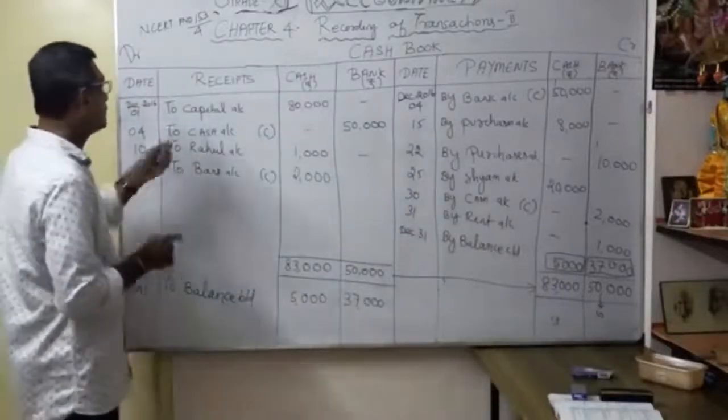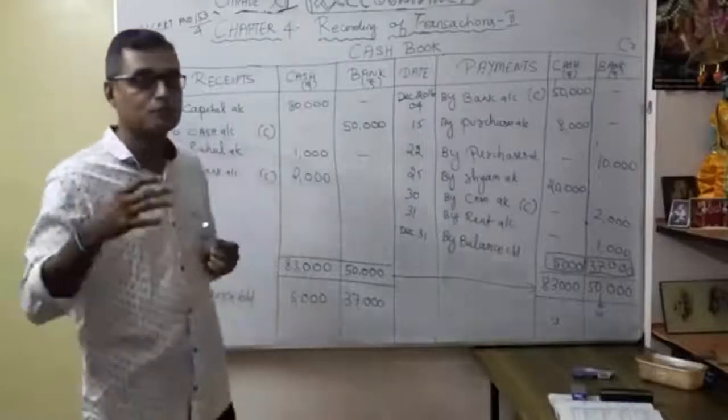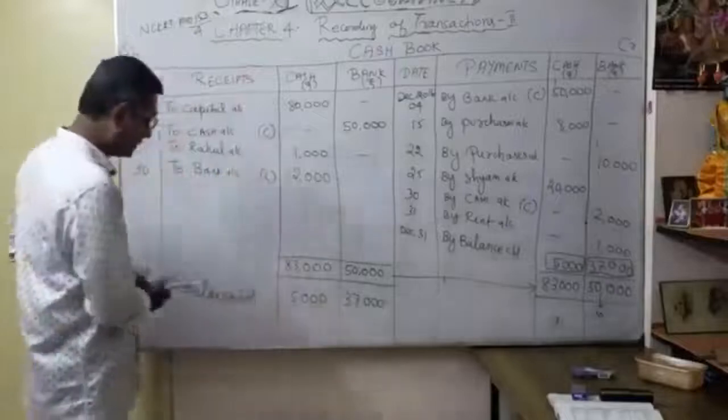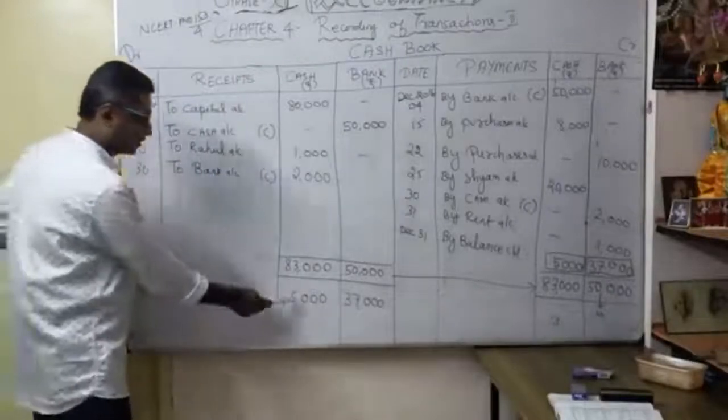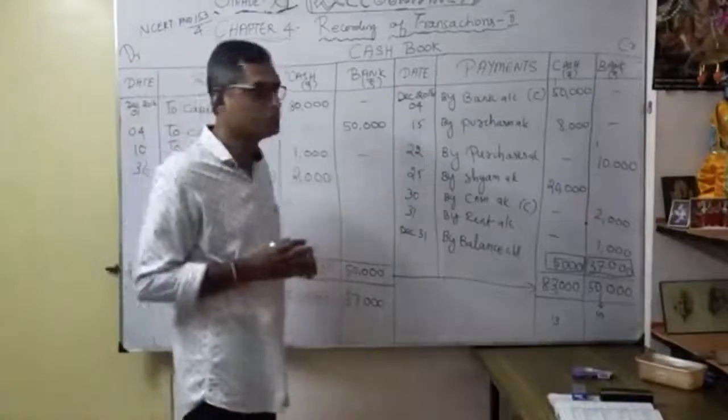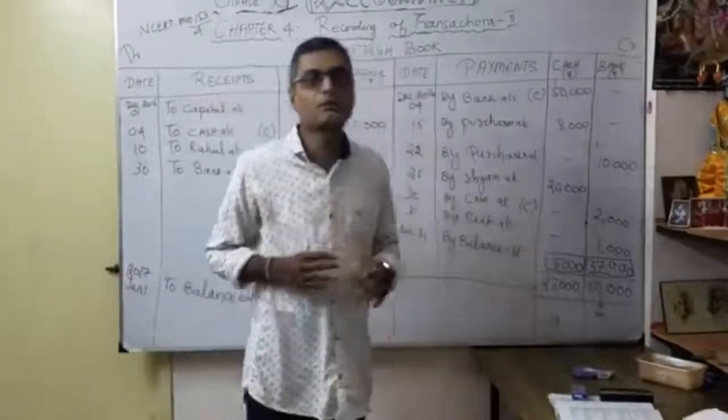Okay, so this one, what will happen? We started business only in December, so here there is no question of an opening balance. But as of January, what is the opening balance of cash? 5,000. What is our bank balance? 37,000. You understood how you do it in a double column cash book.